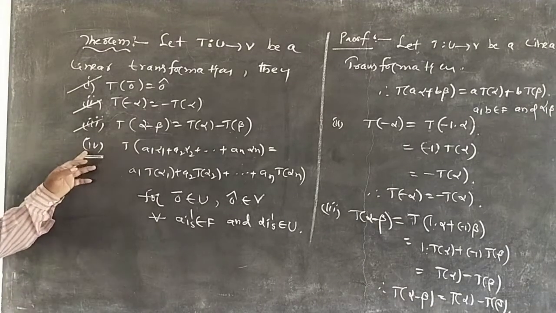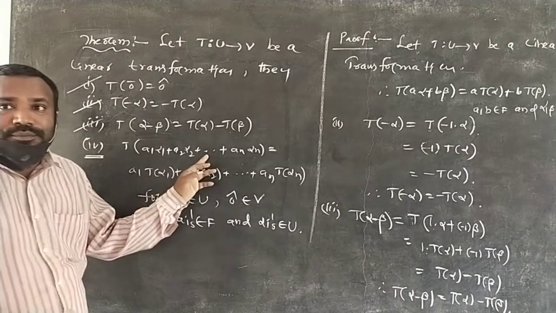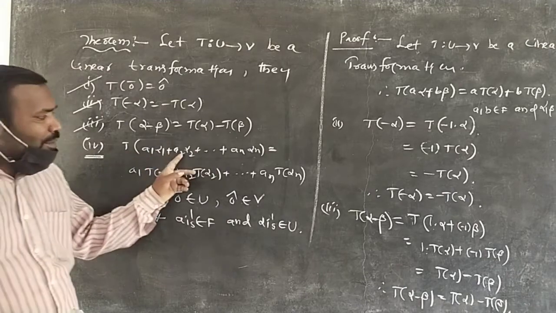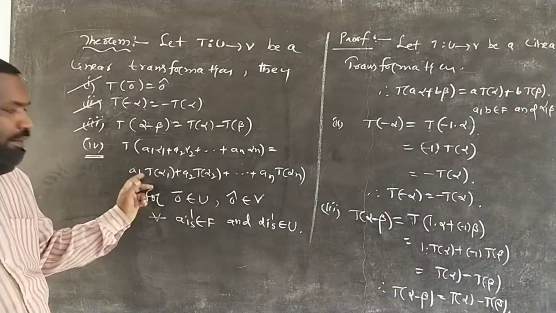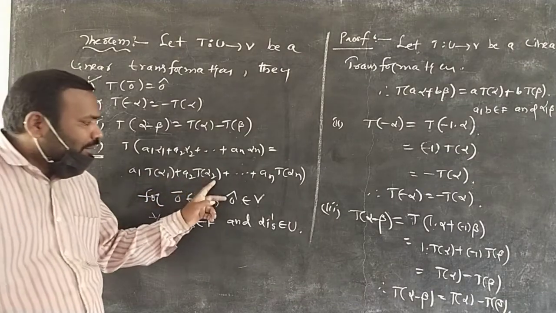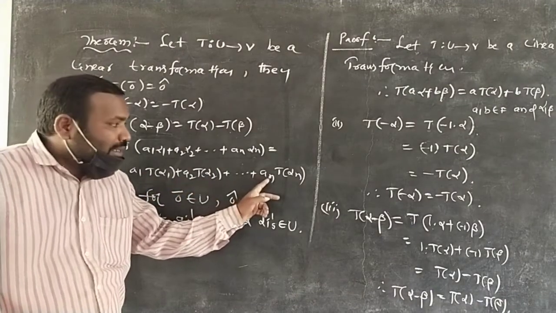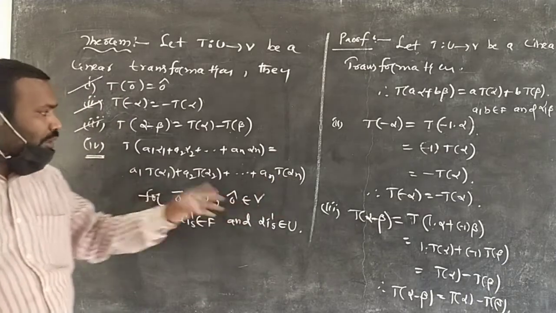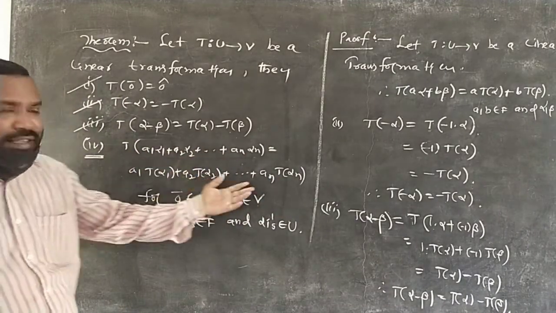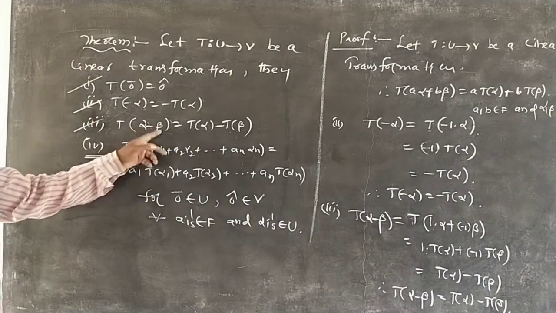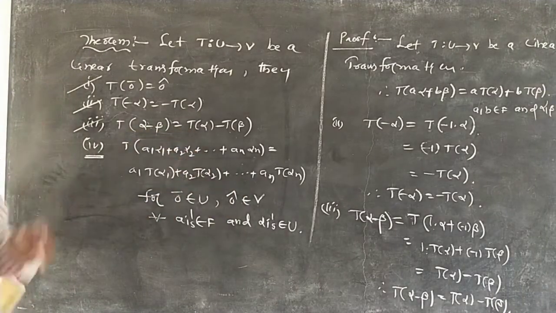We have to prove the fourth condition. T of a1 alpha 1 plus a2 alpha 2 plus and so on plus an alpha n equals a1 into T of alpha 1 plus a2 into T of alpha 2 plus and so on plus an into T of alpha n. So there are n terms in this bracket. N terms can be split like this. When there are 2 terms we split them, and similarly we can split when there are n terms.